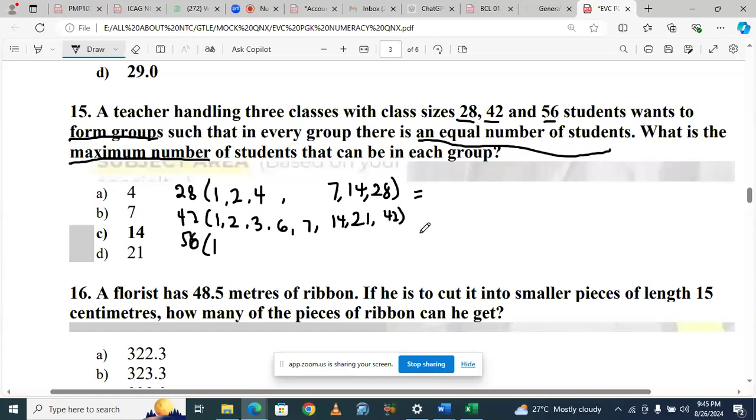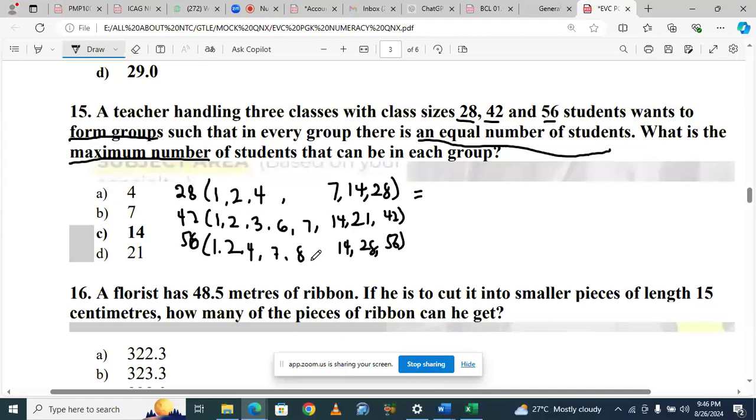Now 56. We have 1 and 56. We have 2 and then 28. Do you have 3? No. 4. Yes. 4 and 14. Do you have 5? No. 6. No. 7. Yes. 7 and 8. Okay, so now I've given the factors.